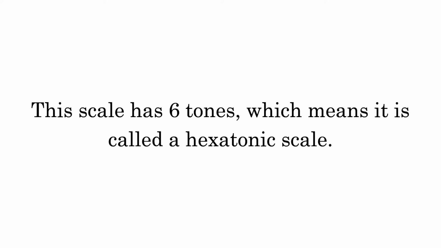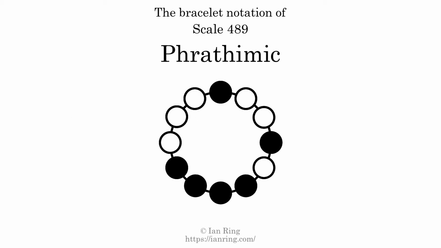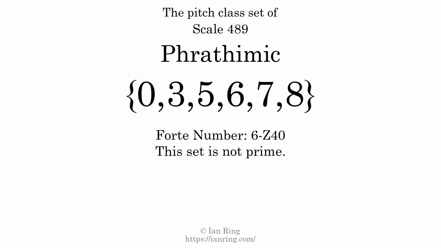This scale has 6 tones, which means it is called a hexatonic scale. This is a bracelet notation diagram of scale 489. The shaded circles represent tones that appear in the scale, and they are read clockwise, starting at the top. The pitch class set for this scale is 0, 3, 5, 6, 7, 8.